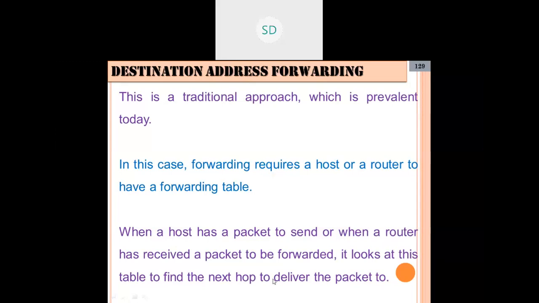When the packet arrives at the router, the packet contains the destination address. That address is compared with the forwarding table present in the router. When there is a match, that is, when the address of the packet is the same as an address in the table, a particular hop and a particular path will be selected for that mapping, and accordingly the packet will be transferred. This is the basic concept of destination address forwarding.